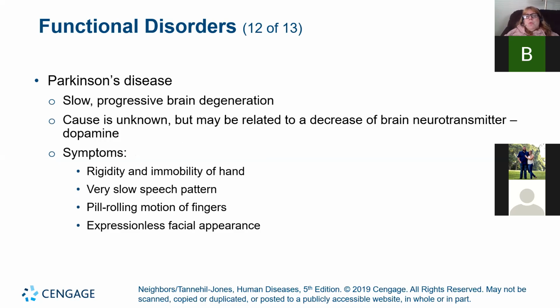And the last of the functional disorders that we're going to talk about is Parkinson's, okay? This is a slow progressive brain degeneration. We don't know why it happens, but we know that it's related to a decrease in dopamine, okay? The symptoms start gradually, okay? They'll see rigidity and immobility of the hand. They'll see a very slow speech pattern kind of take over. People will roll their fingers, and it's like you're rolling a little pill in the fingers constantly. You'll see them doing that, okay?